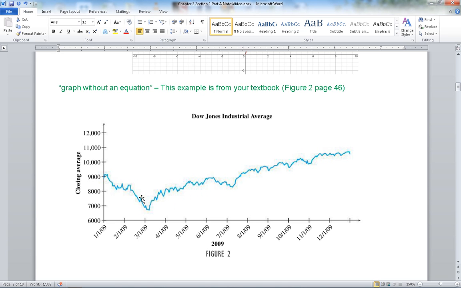Okay, but you can see that it was low back around March of 2009, but then by December it had gone back up, really from a low of a little bit less than 7,000 points to up here somewhere between 10 and 11,000 points. So this is an example of what looks to be a function, but really we don't have the equation as we had before.